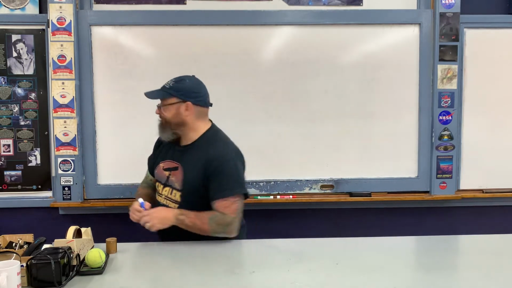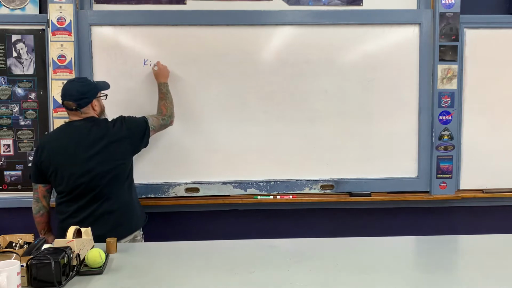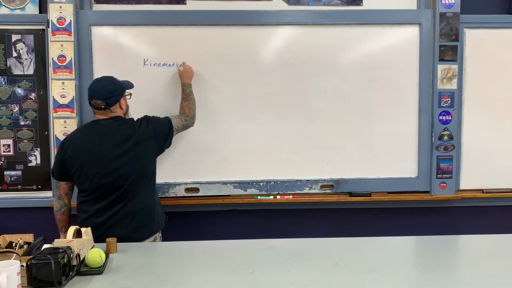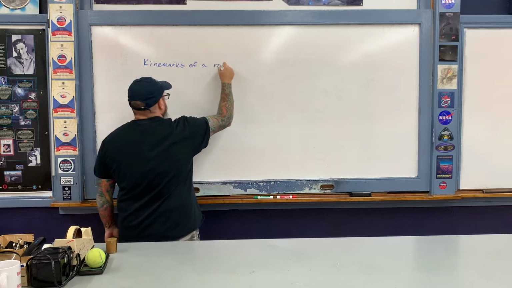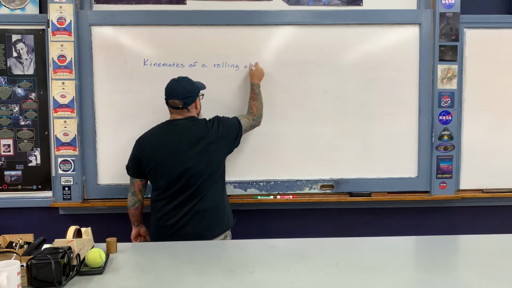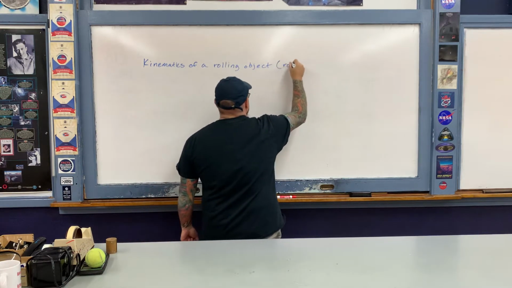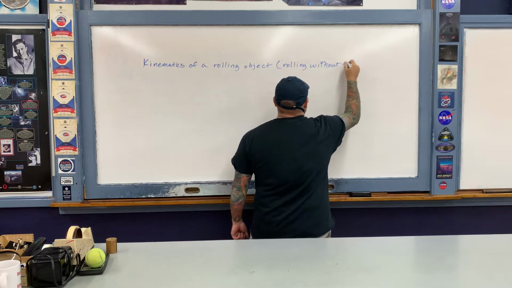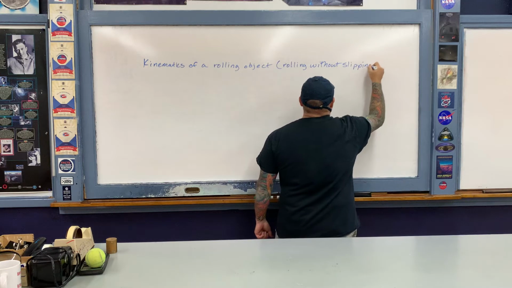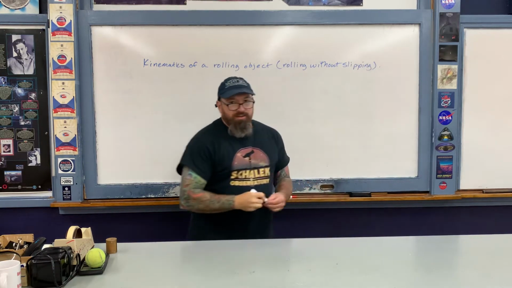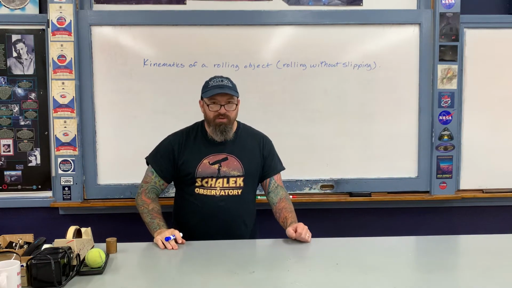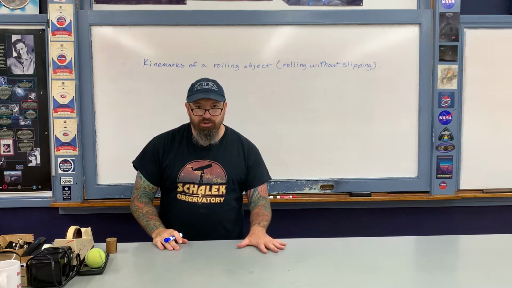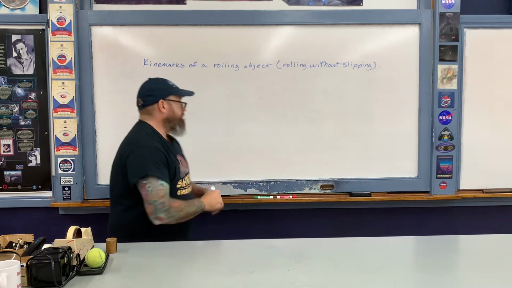In this lecture, we take a look at the kinematics of a rolling object. That is, an object that is rolling without slipping. Okay, this is your first example of a situation involving an object that is undergoing a rotation and a translation.